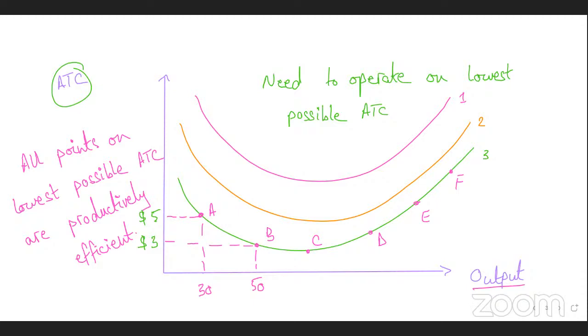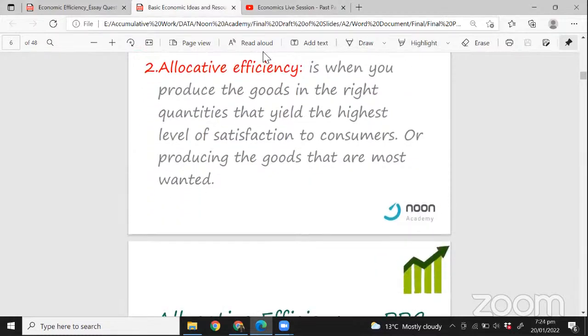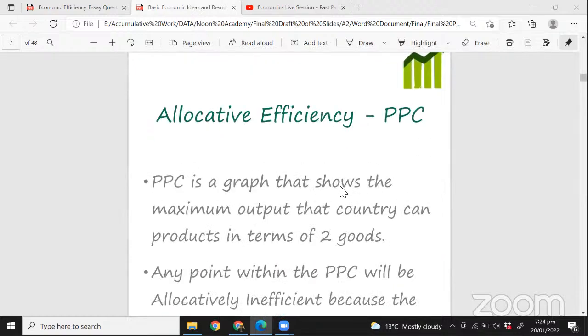Okay. Now this being said, we have talked about the two components of economic efficiency, right? May I request you to put yourself on mute, right? Okay, so when both the components of efficiency, allocative and productive efficiency, are present, only then is an economy economically efficient.